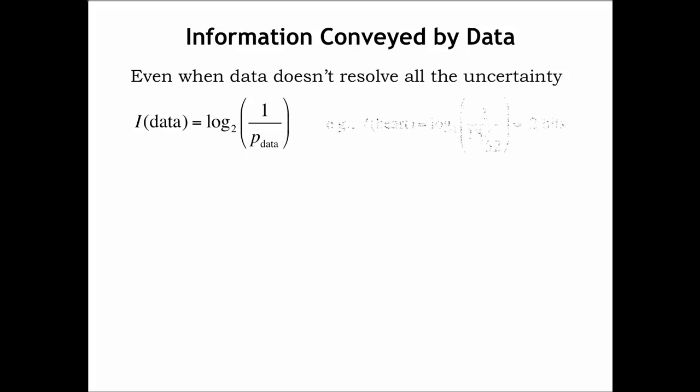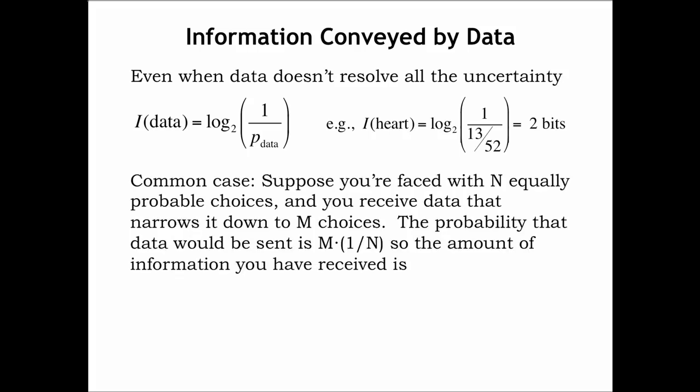In our example, the probability of learning that a card chosen randomly from a 52-card deck is a heart is 13 over 52, the number of hearts, over the total number of choices. So p sub data is 13 over 52, or 1/4, and the information content is computed as log base 2 of 1 over a quarter, which figures out to be 2 bits. This example is one we encounter often.